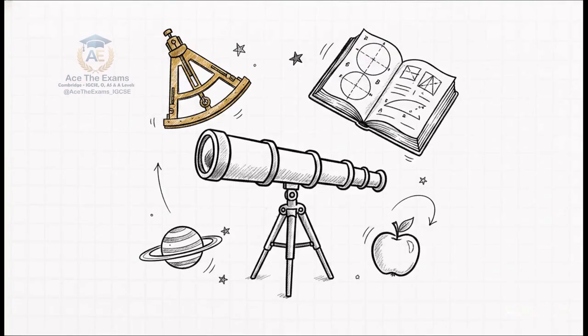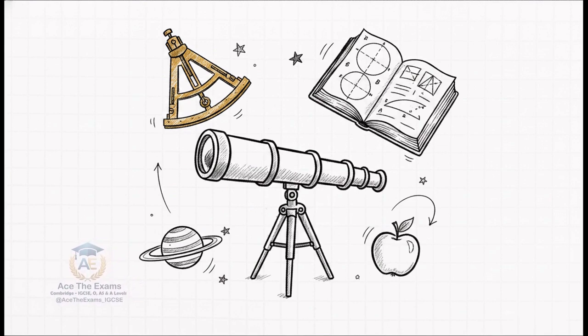So, born in Lincolnshire way back in 1642, Newton wasn't just some guy sitting around thinking about theories. He was actually highly practical. I mean, the guy designed the first reflecting telescope. But his absolute crowning achievement? That happened in 1687, when he published Principia Mathematica.